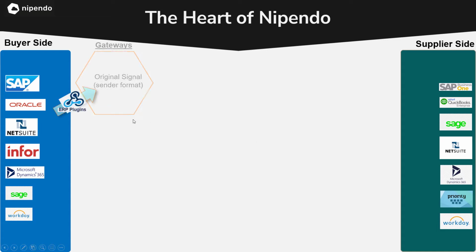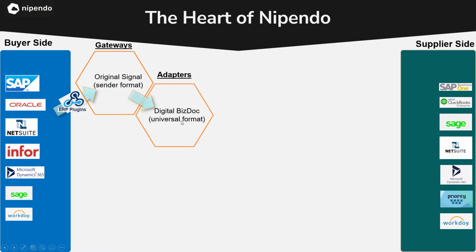So take, for example, something that we might get through an ERP plugin, through a gateway from the ERP system, like an order. It's the original signal that came from that ERP system in a sender format that they've established there, and that is different from one customer to the next, even with the same sort of back-end system like SAP.